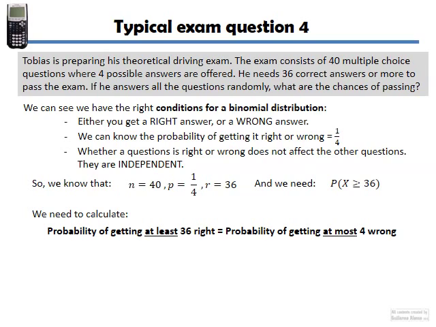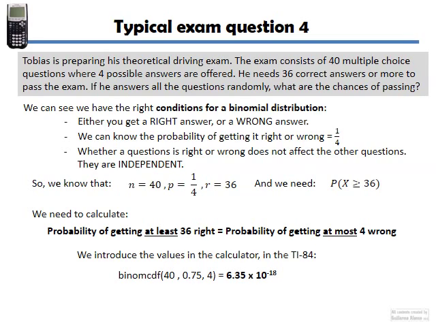So what I'm getting here is the probability of getting at least 36 correct. But what I can type in the calculator is at most. So realize that the probability of getting at least 36 answers correct is the same as the probability of getting at most 4 answers incorrect. Okay, so now I can type this in the calculator in the following way. And realize that now the probability changes. I'm not putting 1/4 now. I'm putting 0.75, 3/4, because that's the probability that I get it wrong.